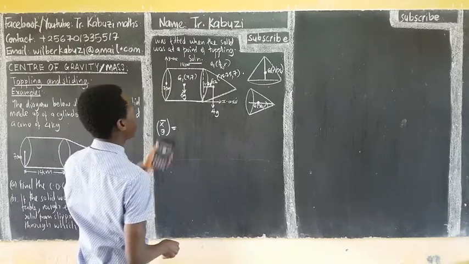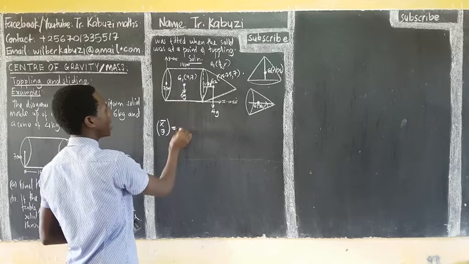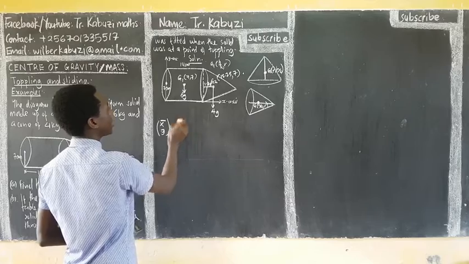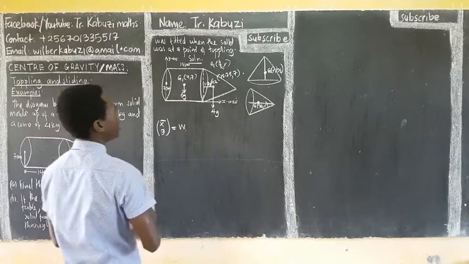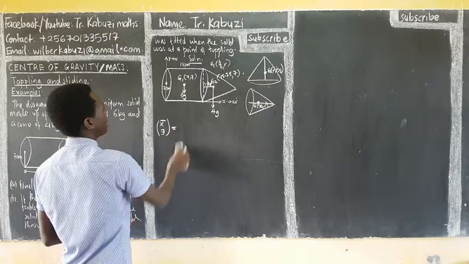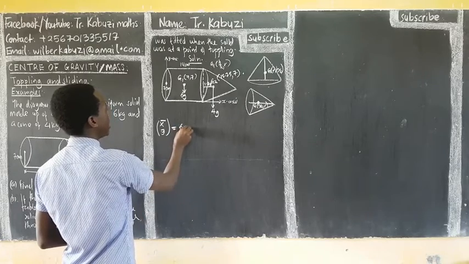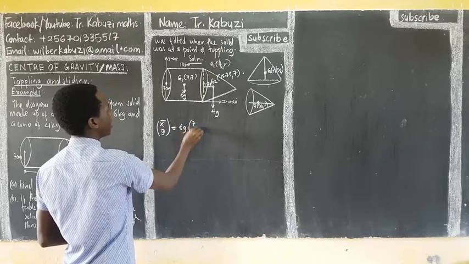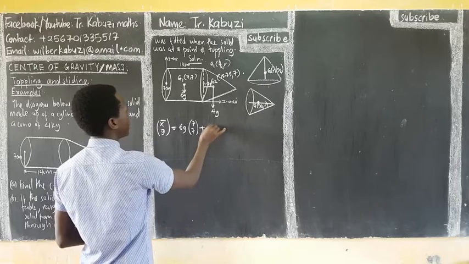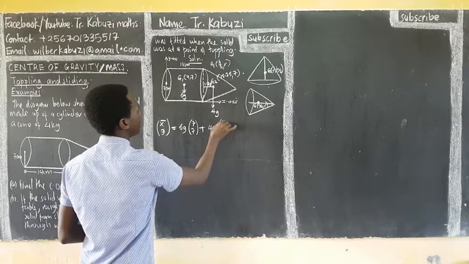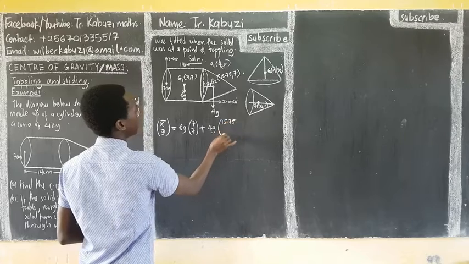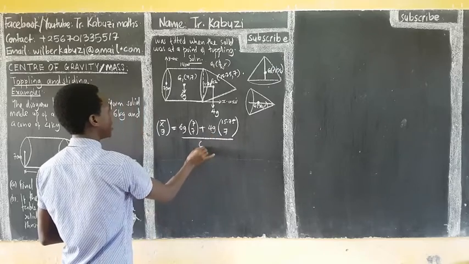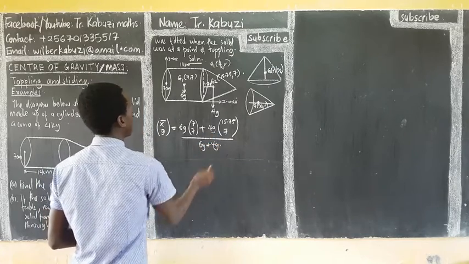We get the weights times where they are located. So we get weight 1, and then its coordinates. So we have them there. Now the first weight is 6G, acting at 7, plus the second weight, which is 4G, acting at 15.75, then 7. They're all over the sum of these two weights, 6G plus 4G.